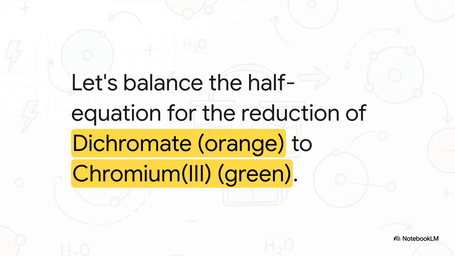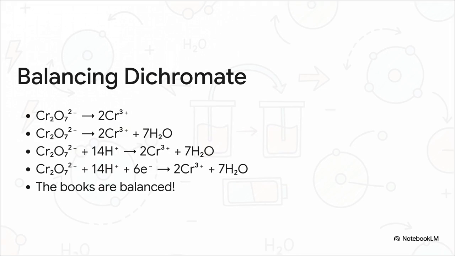Let's use that recipe on another really colorful reaction. We're going to balance the half equation that shows the orange dichromate ion turning into the green chromium 3+ ion. So let's follow the steps. Step 1, balance the chromiums. Put a 2 on the right. Step 2, balance the 7 oxygens by adding 7 waters. Step 3, that adds 14 hydrogens, so we add 14 H+ ions to the left. Finally, we tally up the charge on both sides and add 6 electrons to the left to make them equal. Voila! The books are perfectly balanced.